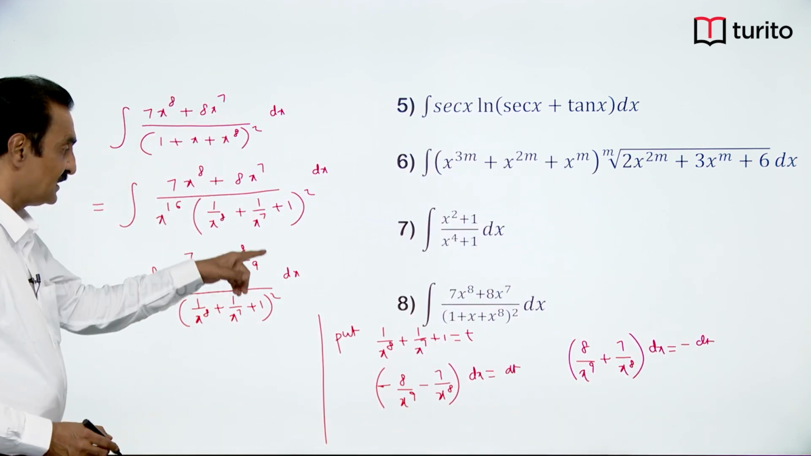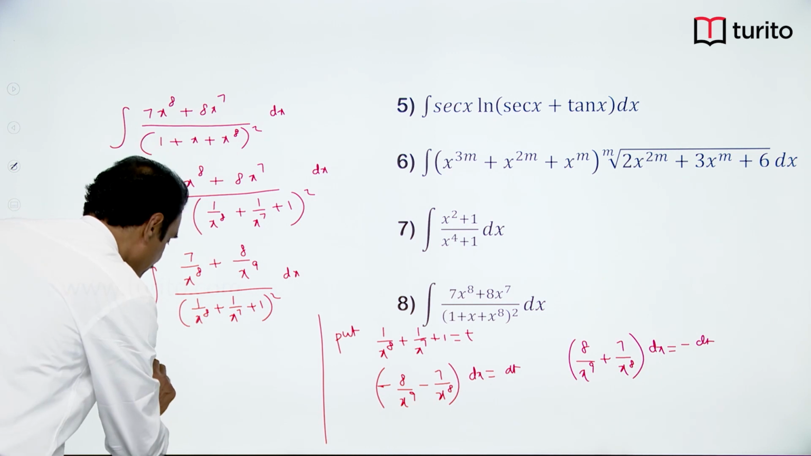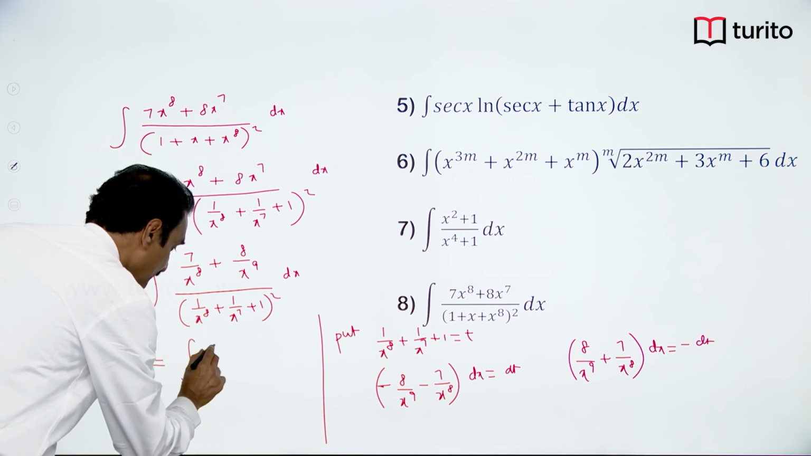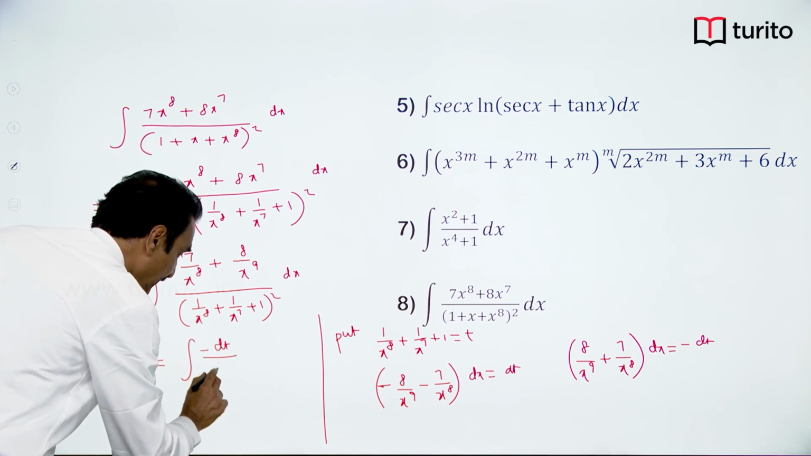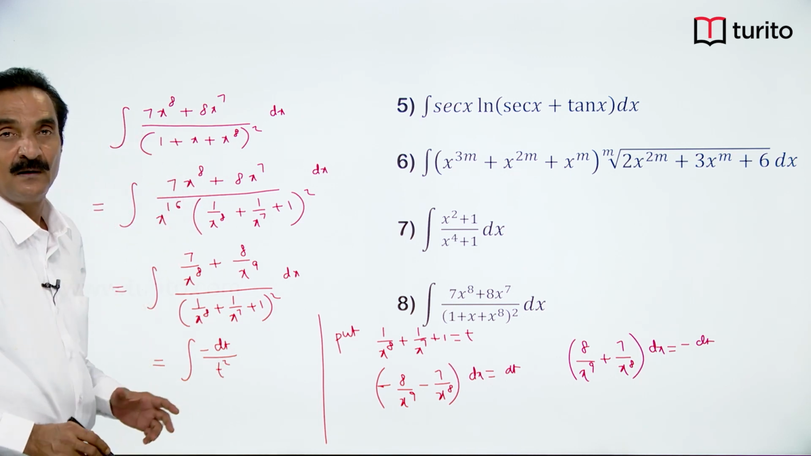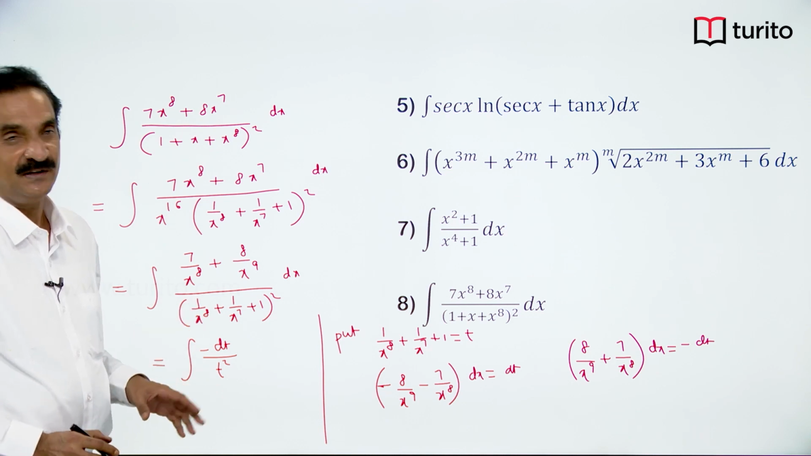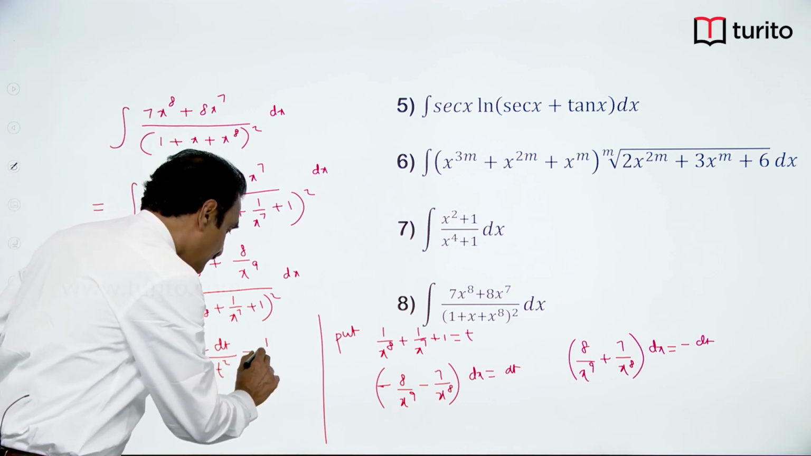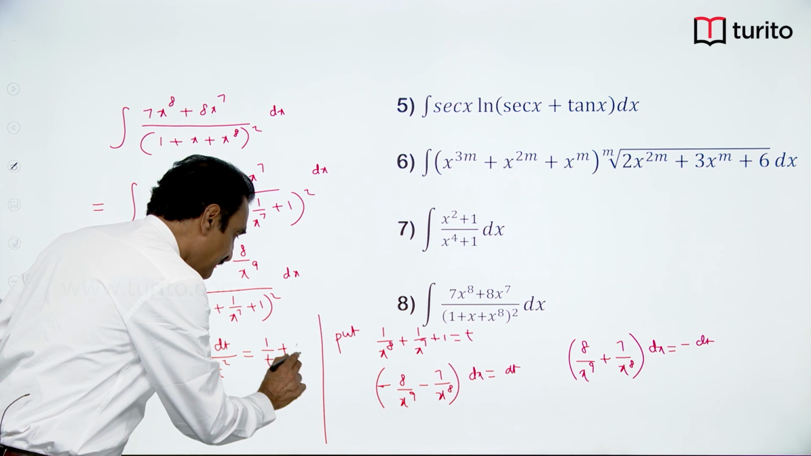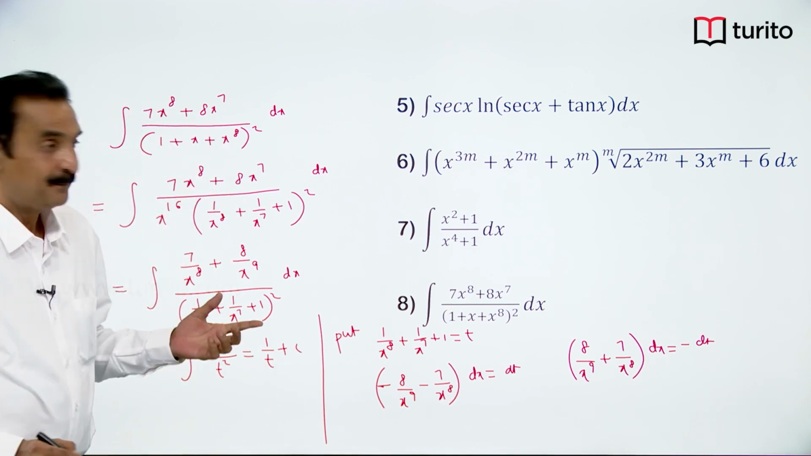Now, this becomes numerator minus dt, denominator t square. What is the integral of minus 1 by t square? 1 by t plus c, and substitute t.